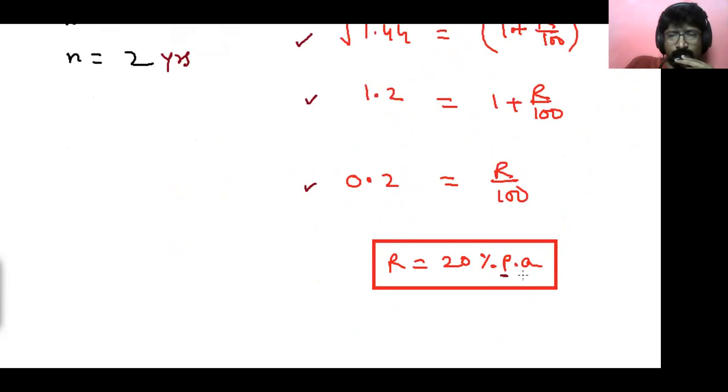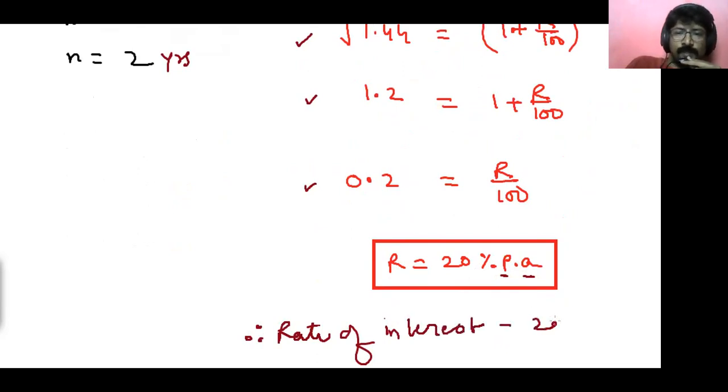Please make sure that you write the unit as percent per annum for the rate. Therefore, the rate of interest is 20% per annum. I hope you understood how these sums are very simple.